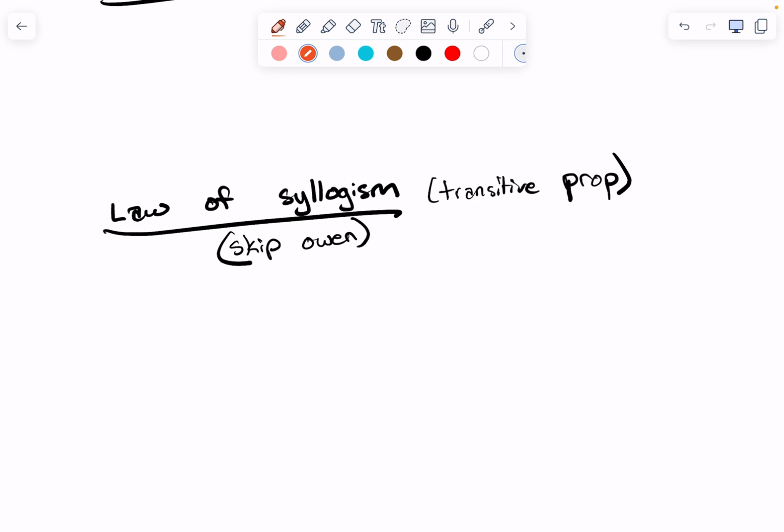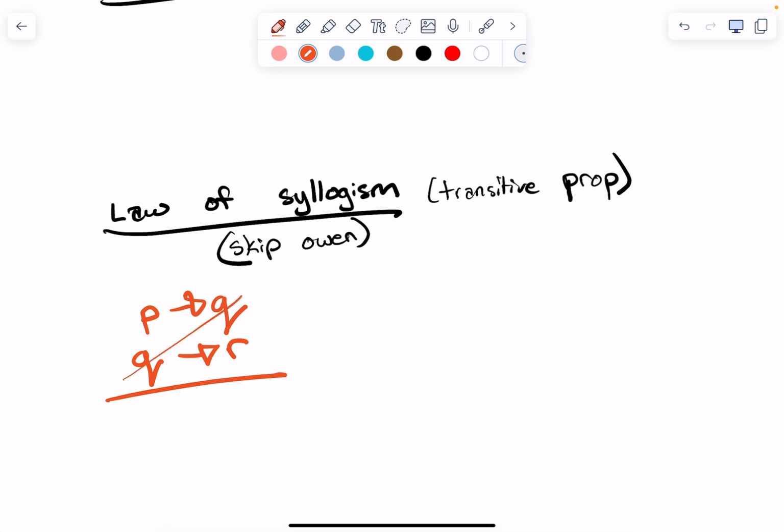Okay. Pattern. Let's do the law of syllogism because we're on it, right? Law of syllogism goes P, then Q, Q, then R. Then we skip over the Owen, which is going from P to R. So here is an example of that.